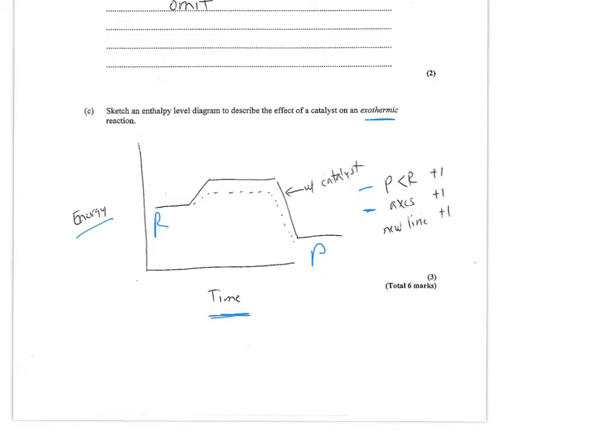And then your second line should indicate with the catalyst what happens: the energy needed to get to this transition state is lowered, so the bar has been lowered here. So you should have drawn in the dotted line showing that it's going to be lowered whether you're coming from product to reactant or reactant to product. Either direction, that threshold has become lower.